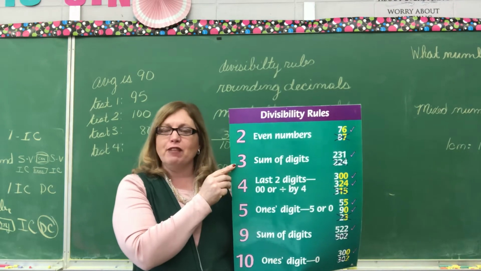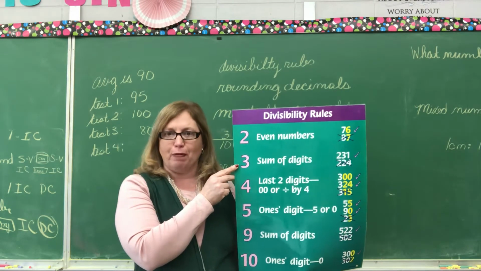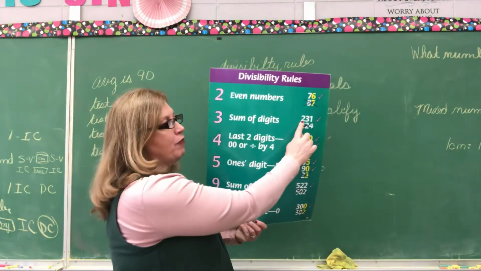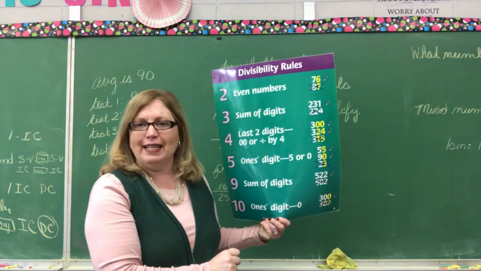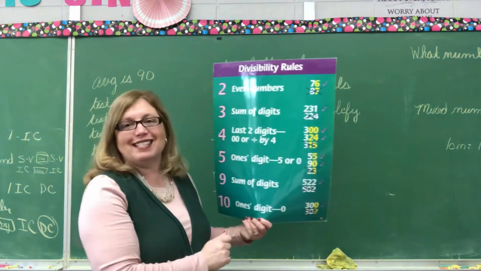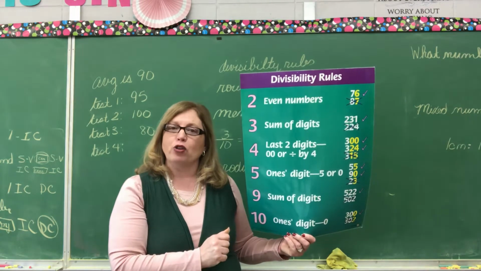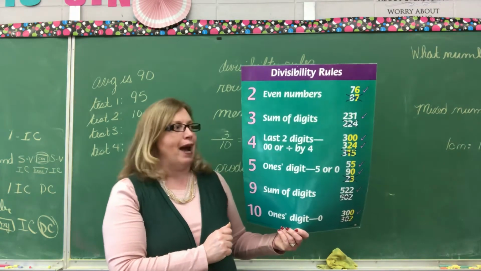A number is divisible by 3 if the sum of the digits are divisible by 3. What I mean by that, I have the number 231. Is it divisible by 3? Well, 2 plus 3 plus 1 is 6, and 6 is divisible by 3. So yes, 231 is divisible by 3.